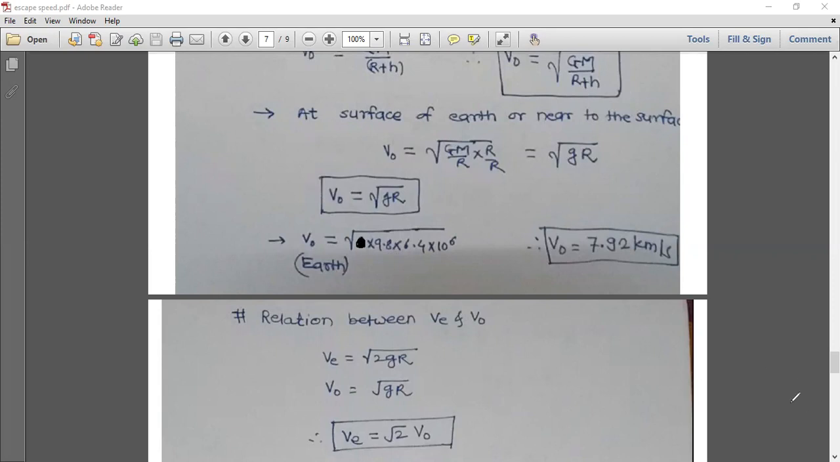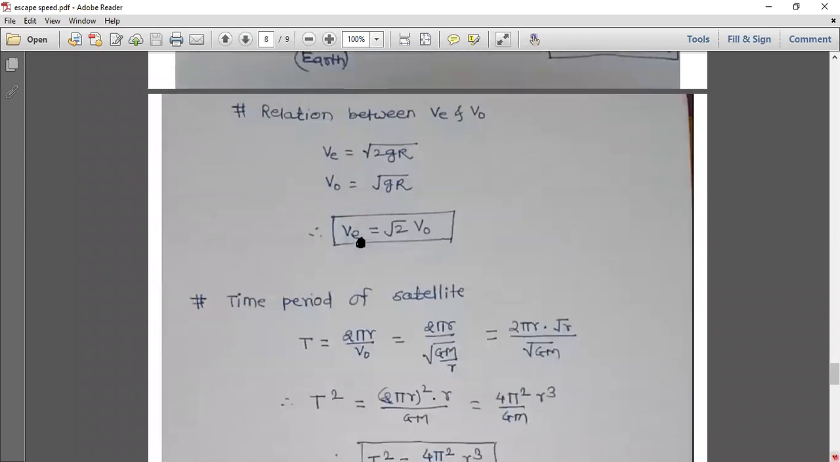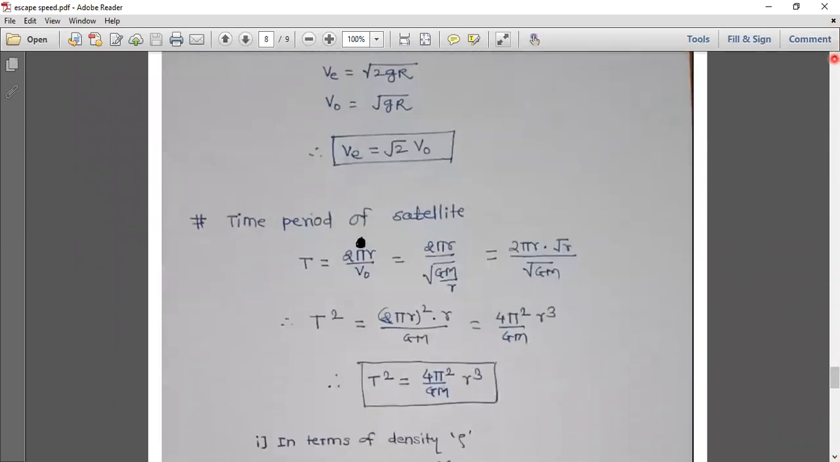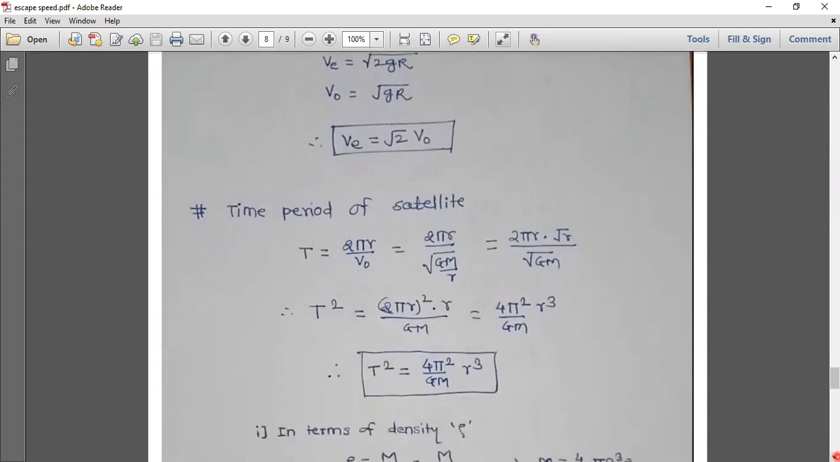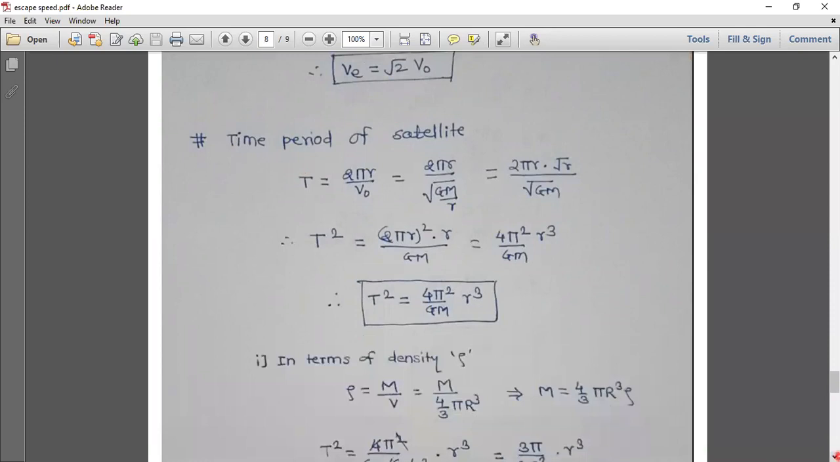Now next one, relation between escape speed and orbital speed. Now v_e is equal to root 2gr, v0, that is orbital velocity, is equal to root gr. So if I write here root 2 into root gr, this is nothing but root 2 times v0. Root 2 times v0. Clear? Right.